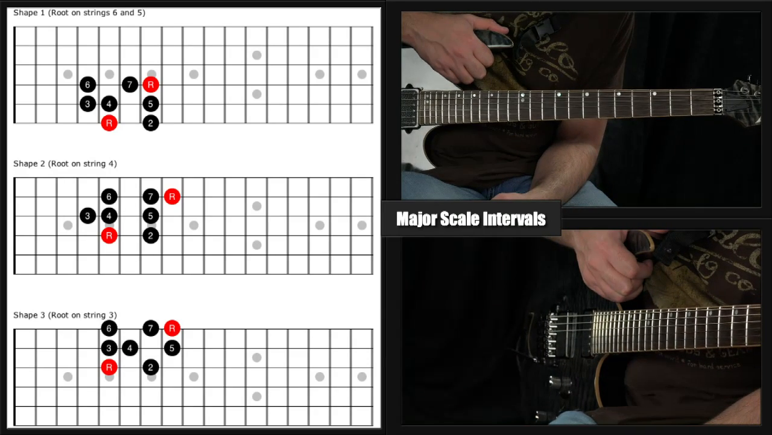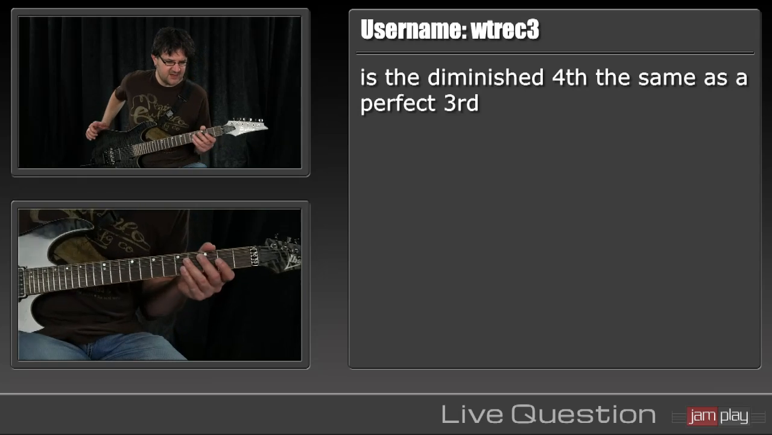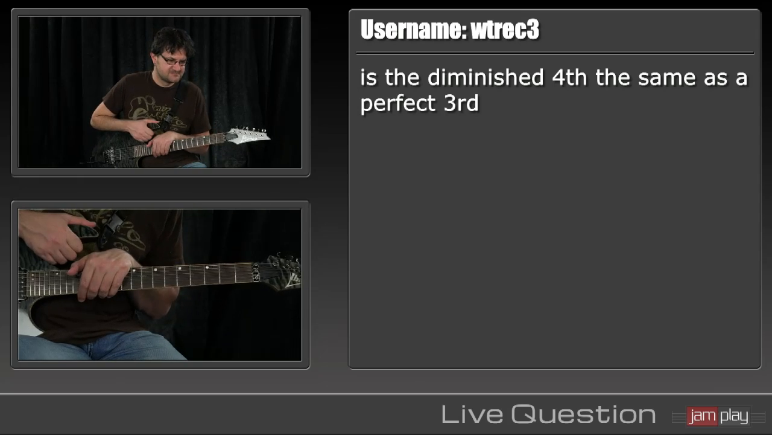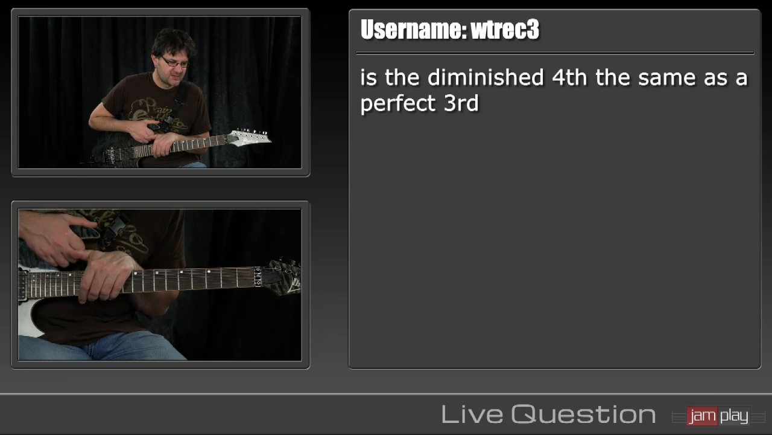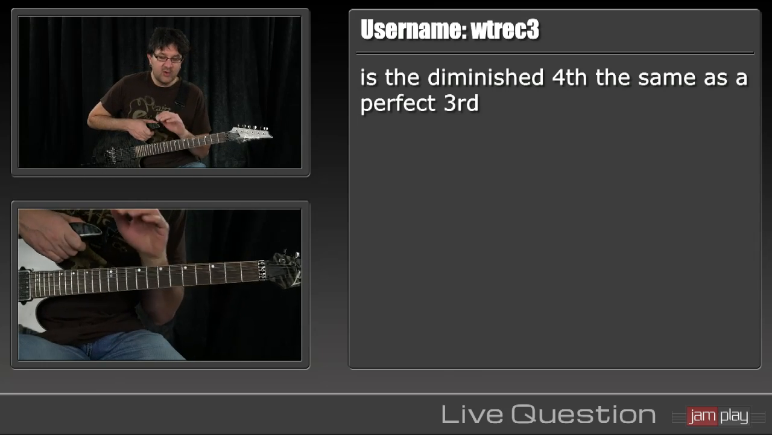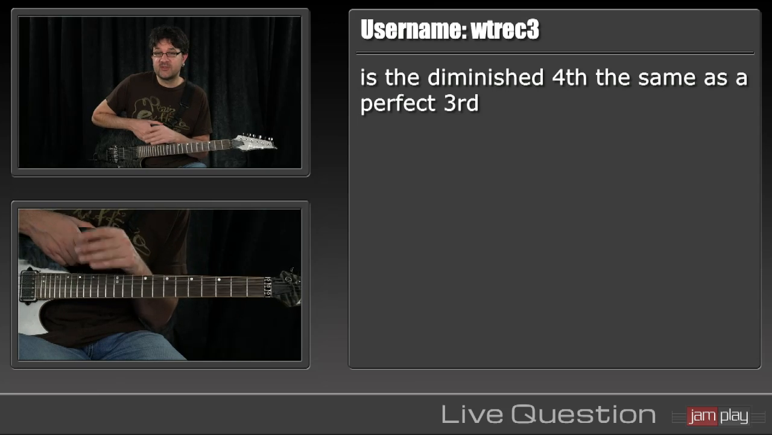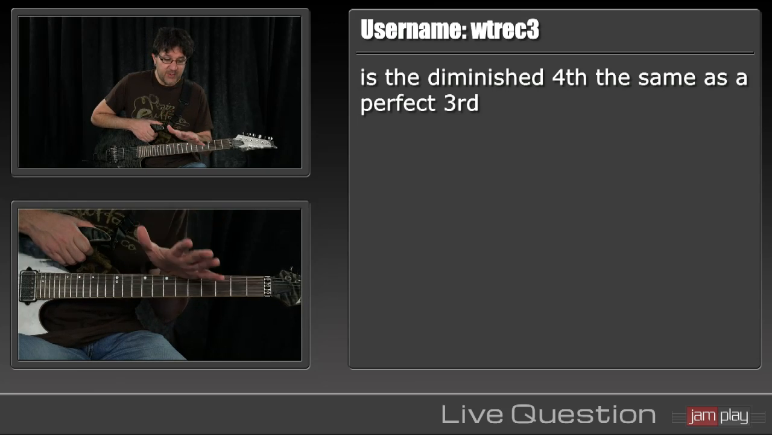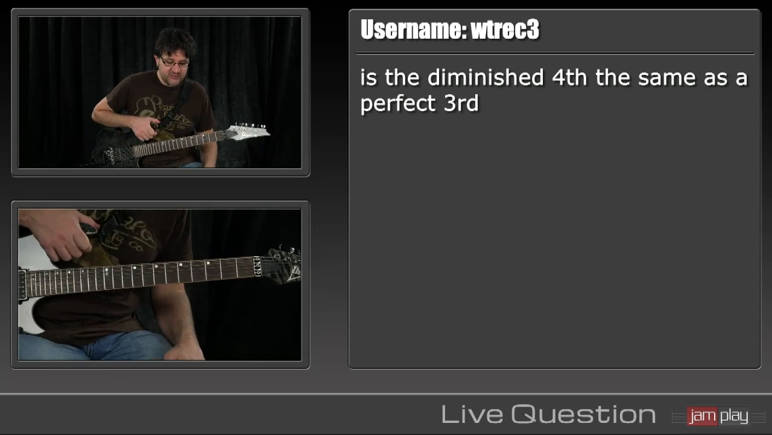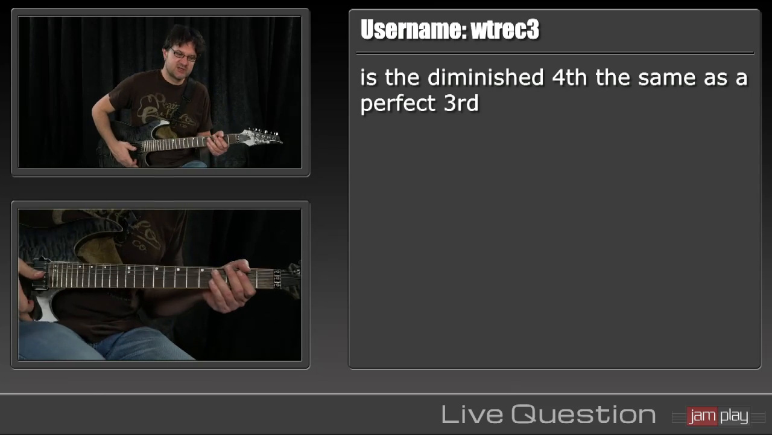We have had a couple more that are related that should be pretty quick to clarify. Is the diminished fourth the same as a perfect third? Good question. There's no such thing as perfect third. The only perfect intervals are 4th and 5th. Third is major or minor. But the diminished fourth is the same as the major third. So then that's what you meant, I'm sure.